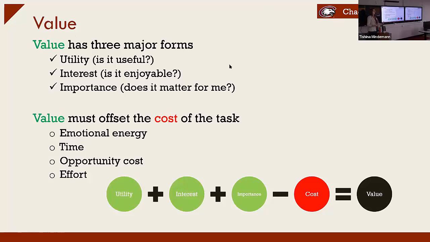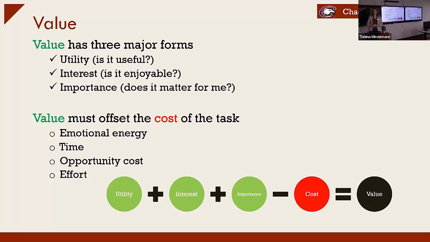For instance, I learned how to change a tire. I don't care about changing tires as part of my life, but it is useful information. So I was motivated to learn it, right? Interest is simply, is it enjoyable? This is comparable to intrinsic motivation, if you've heard that term, right? I do it because I'm interested in it, I care about it, I enjoy learning it. And then finally, importance. Does it matter for me?